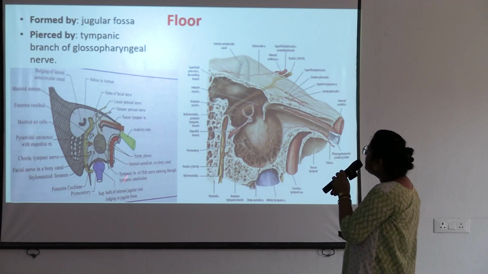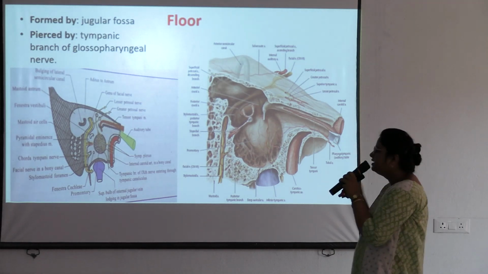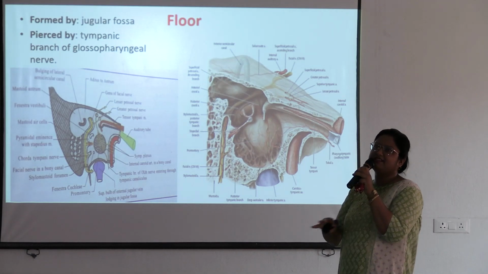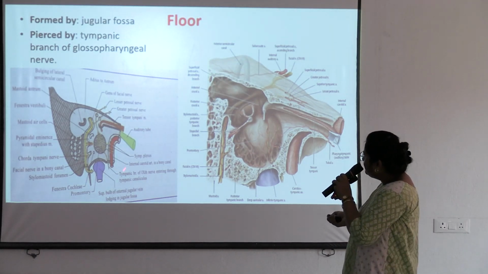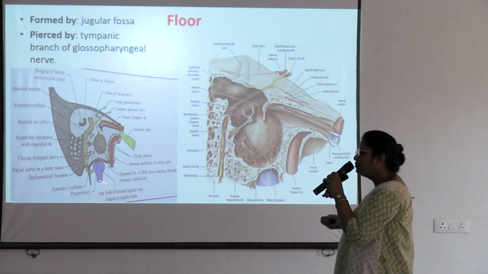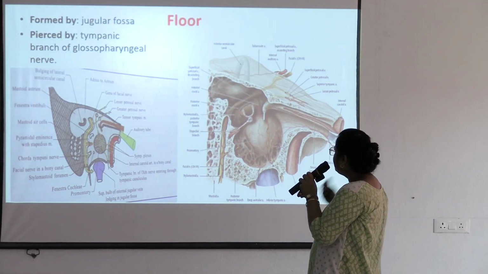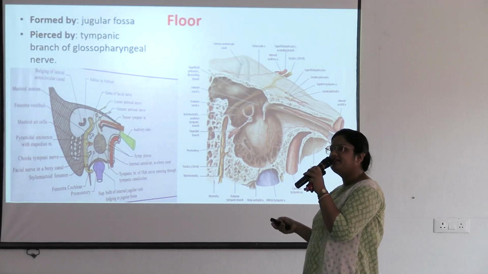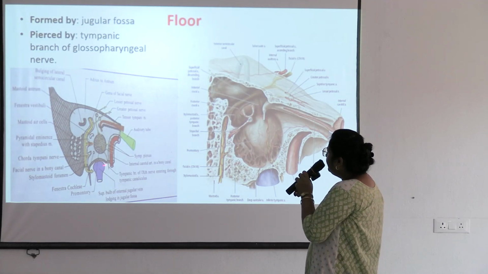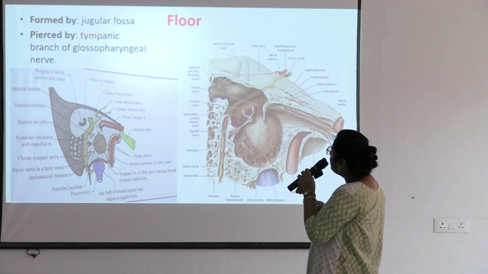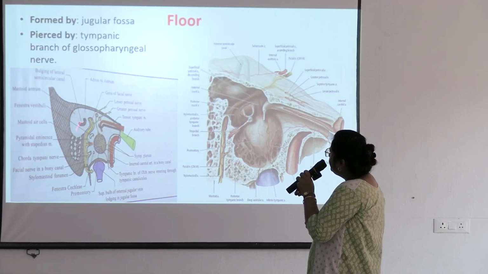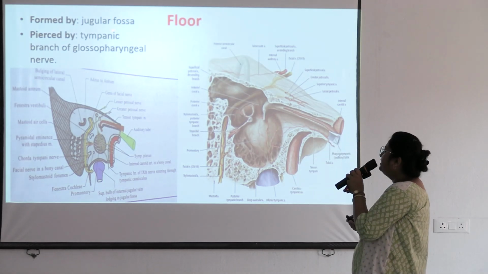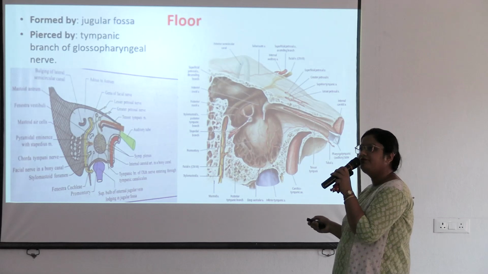Okay, it is formed by the jugular fossa. Jugular fossa you have seen in Norma basalis. There is a depression near the jugular foramen. This depression is formed for the superior bulb of the internal jugular vein, and this jugular fossa forms the floor of the middle ear. Okay, and it is pierced by the tympanic branch of the glossopharyngeal nerve.